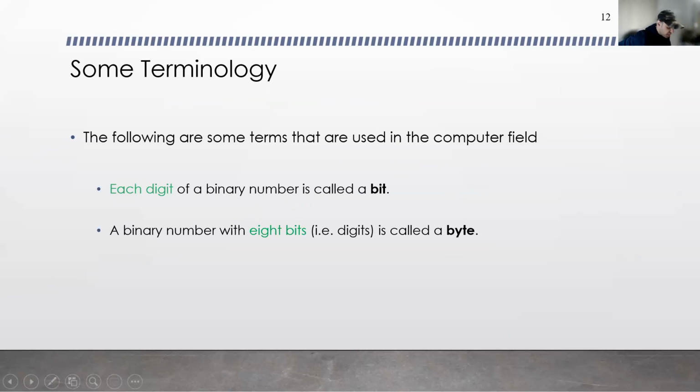Some terminology here. The digits inside the binary number are called bits. And when you have 8 bits together, we call it a byte. We're going to use the word byte all over the place in our next lectures, because it can be a unit of measurement, for example of the size of memory in your computer.